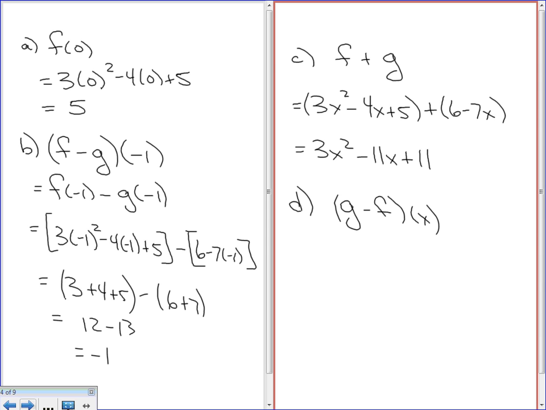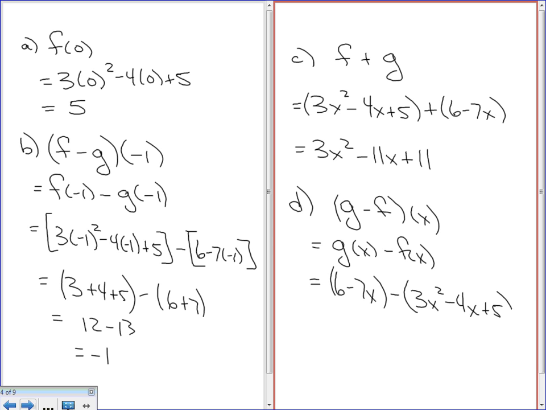So g subtract f of x. So g subtract f of x means g of x subtract f of x. G of x was 6 minus 7x. Subtract, make sure you put the next part in brackets. If you don't, it'll be wrong. Now it's just a matter of distributing the negative through and then collecting the like terms.